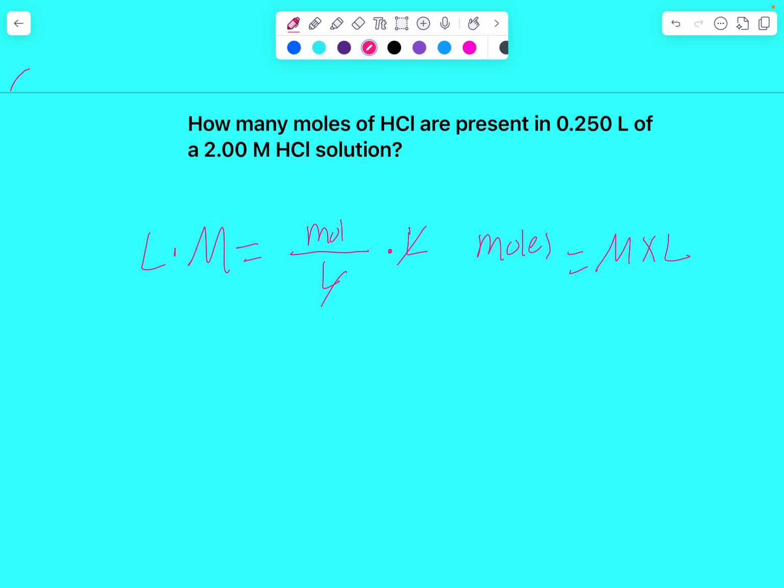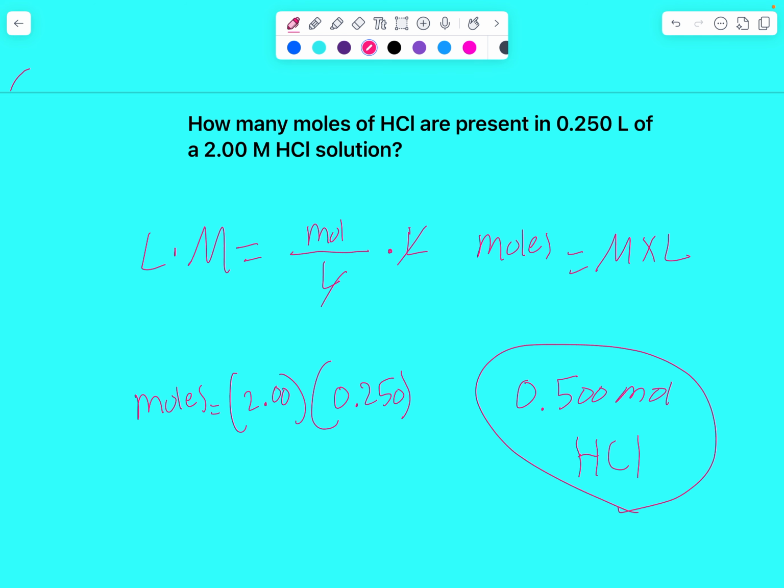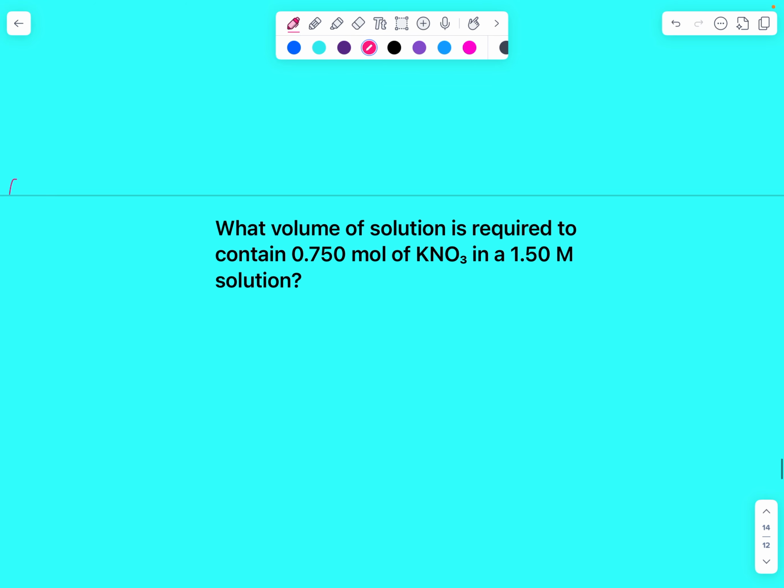Substitute the values. So for moles, I'm going to say I got 2 times 0.250. And when I plug that in my calculator, I get 0.500 moles. So the final answer is 0.500 moles of HCl. All right? These problems are usually one line once you recognize the setup. Okay, let's try this one.